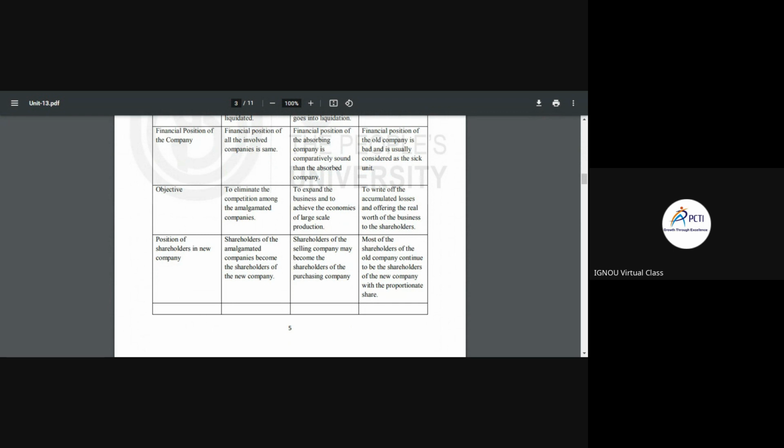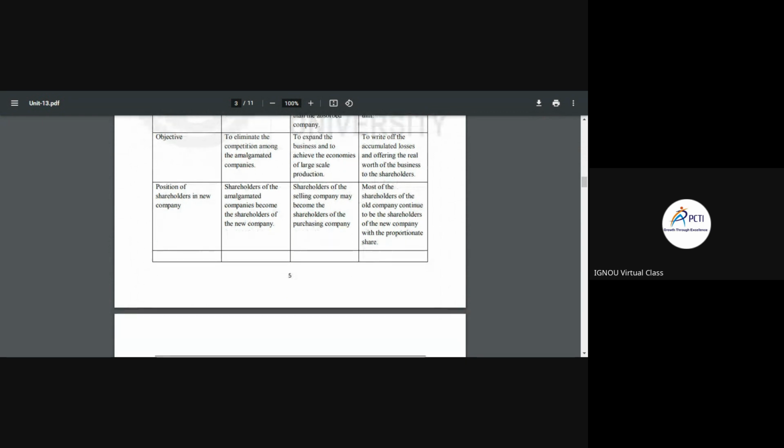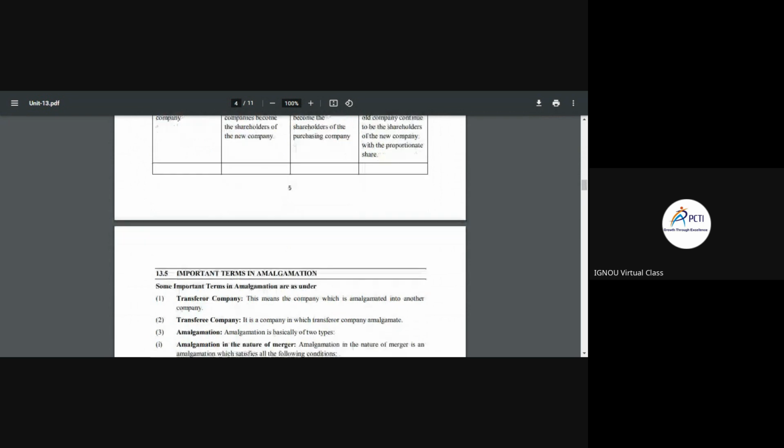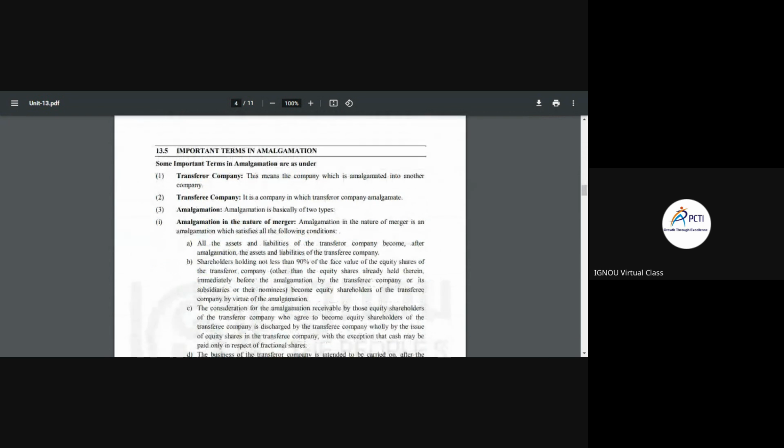Next is position of shareholder in new company. Shareholders of the amalgamated companies become the shareholders of the new company. Shareholders of the selling company may become the shareholders of the purchasing company. Most of the shareholders of the old company continue to be the shareholders of the new company with the proportionate share. Next, here are some important terms in amalgamation.